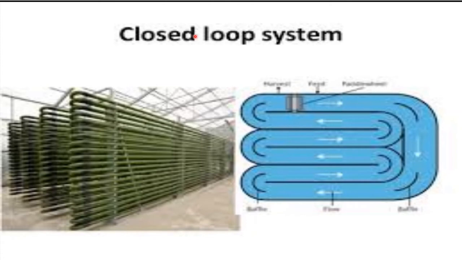Closed loop system. An example for this is a photobioreactor, an alternative to open ponds for large scale production of microalgal biomass. The term photobioreactor is used to indicate a closed system that does not allow for direct exchange of gases or contaminants between the algal culture and the environment. There are different types of photobioreactors.